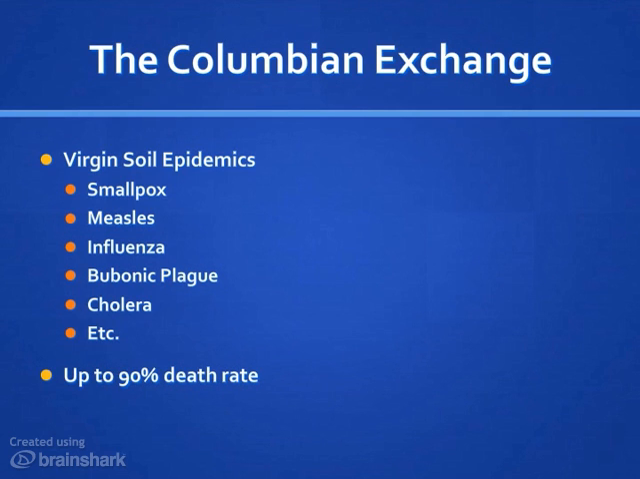This was the most immediate impact of these so-called virgin soil epidemics. Up to 90% of all native peoples died from diseases brought to the Americas by Europeans. Let me say that again. Up to 90%, 9 out of 10 native peoples died from smallpox, measles, influenza, bubonic plague, cholera, and other diseases that had been unknown in the New World before the arrival of the Europeans. This is perhaps the most significant impact of the Columbian Exchange.